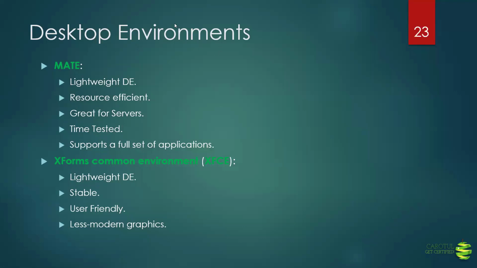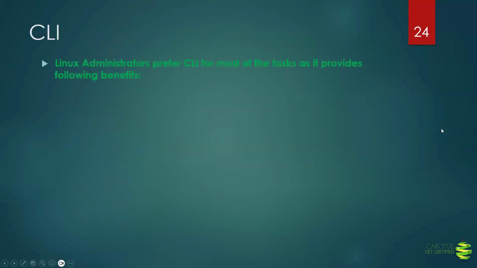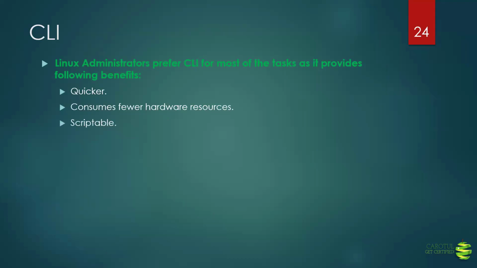And that brings us to the CLI. So CLI basically is the command line interface where you can type the commands and get things done instead of a GUI. So of course, Linux administrators prefer CLI for most of the tasks as it provides many different benefits. It is quicker, and of course, it consumes fewer hardware resources. It's scriptable, which is a great advantage. You can script things up and automate things because of that.